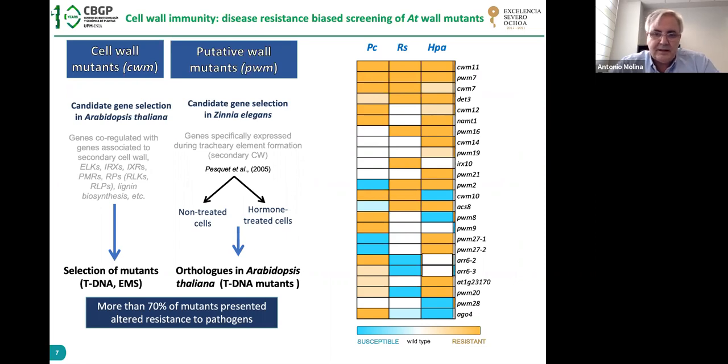And this was very surprising for us, because we have performed several screenings of mutants using an EMS population, and if you are lucky you identify one mutant among 10,000 that shows alteration in the resistance phenotype. And here, in 70% of the mutants that we checked, we saw differences in the level of resistance. In this scheme, the orange color means more resistant than wild type, and the blue color more susceptible than wild type, that is the white color.